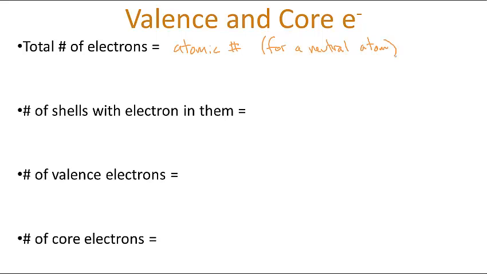The number of shells with electrons in them is equal to the period number on the periodic table, which is the same as saying the row number. So for example, we look at something like calcium. And take out your periodic tables. I'll give you guys about 10 seconds to take out your periodic tables.